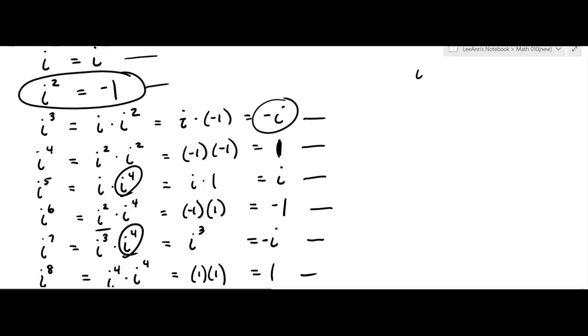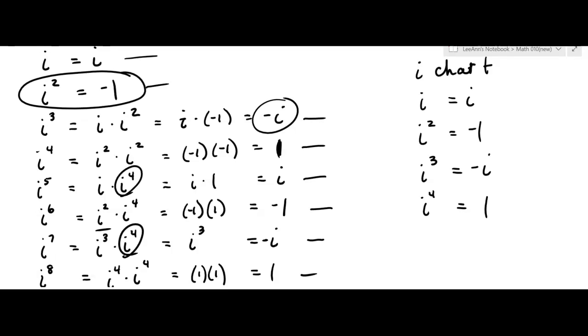So here comes an i chart. i is i. i squared is -1. i cubed is -i. And then i to the 4th is just 1. And everything is going to be one of those final answers. So in your final answers, when you're doing this, you're never going to have an exponent on i other than 1. You can have some kind of 1 or some kind of i, but you can't have like i to the 5th or i to the 27th or whatever.